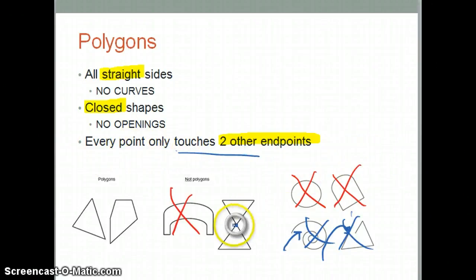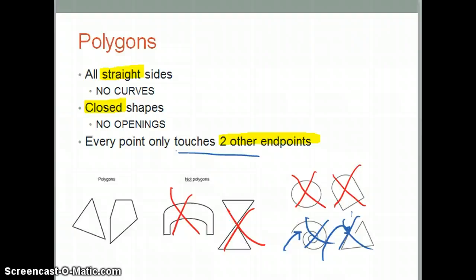Well, if I put a dot right here on this X-looking figure, you can see that it crosses this line one time, and then this line one time, and then this one, and then this one. And that's actually 4 lines. So that doesn't work because it only can be 2. So all of those would be not polygons. Sometimes it's easier to look at what's not a polygon than it is to look at what is a polygon.